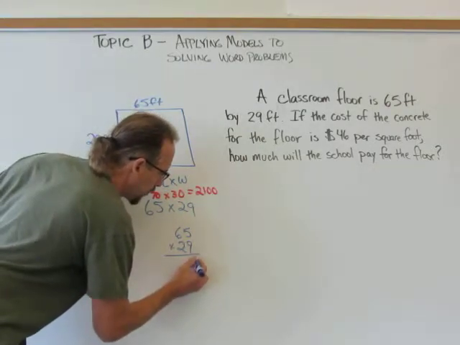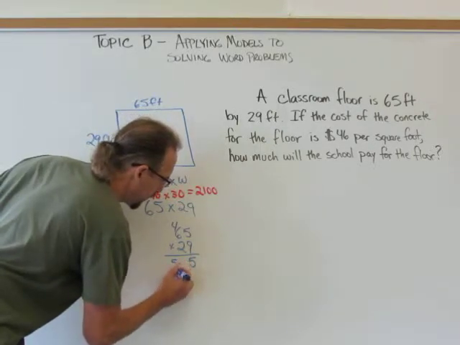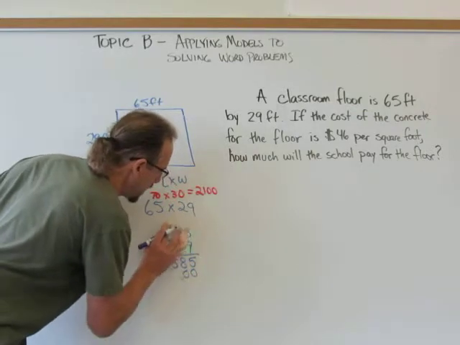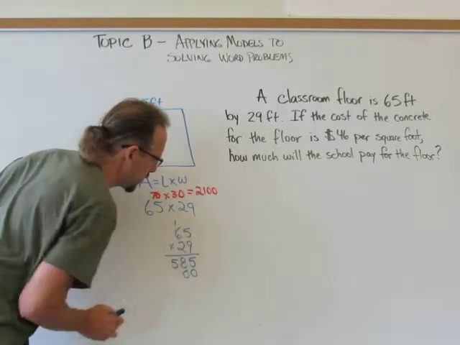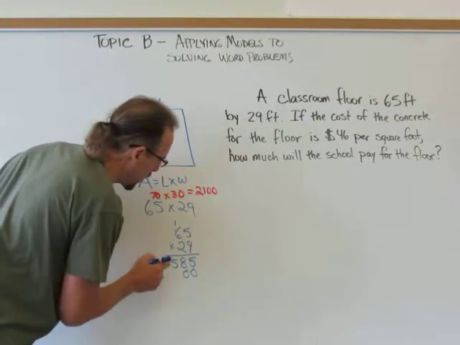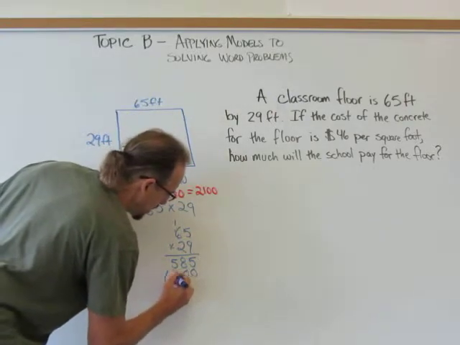9 times 5 is 45. 9 times 6 is 54, plus 4 is 58. 2 times 5 is 10. I'm always going to get rid of these ones I put there so I don't get confused. 2 times 6 is 12, plus 1 is 13.